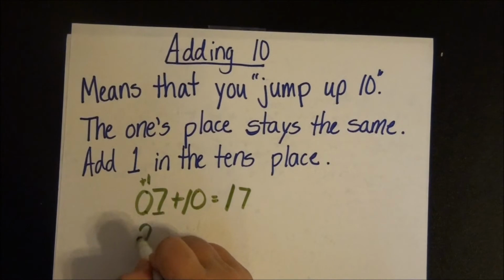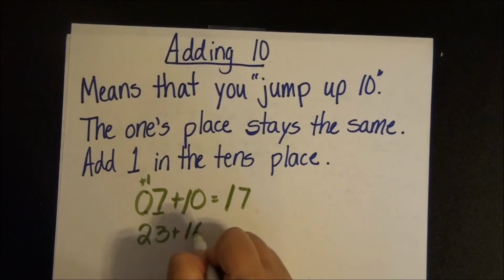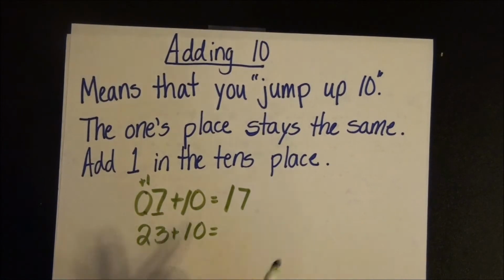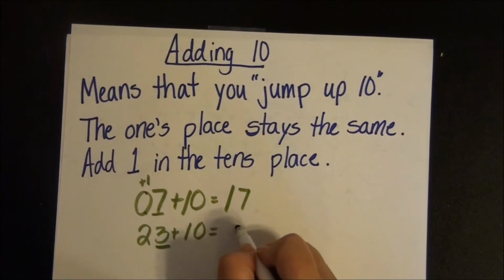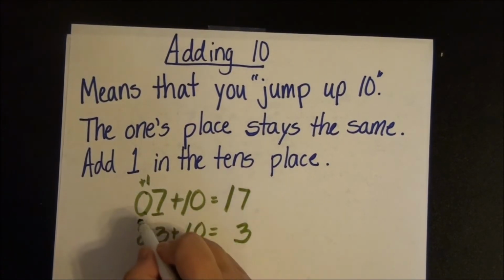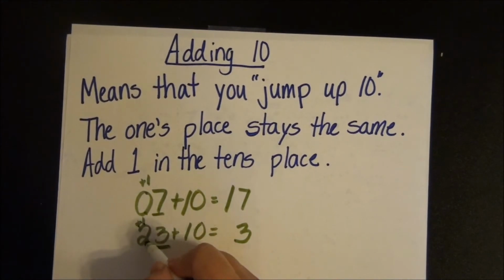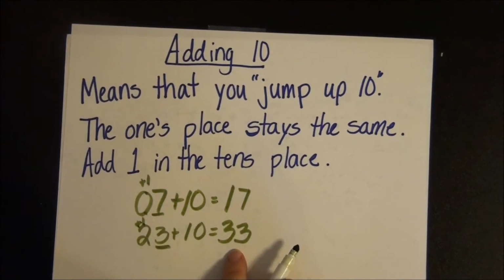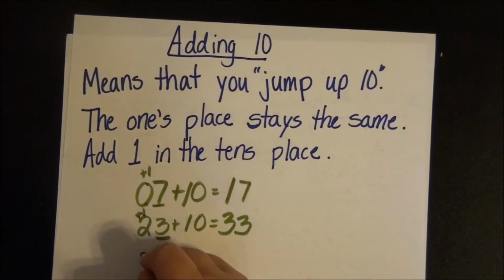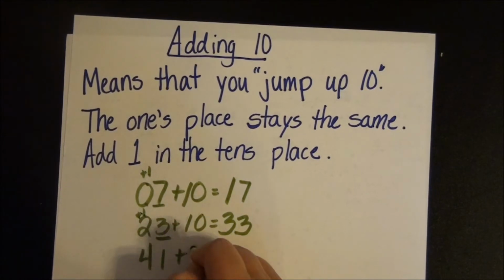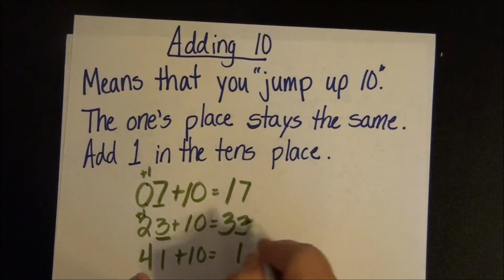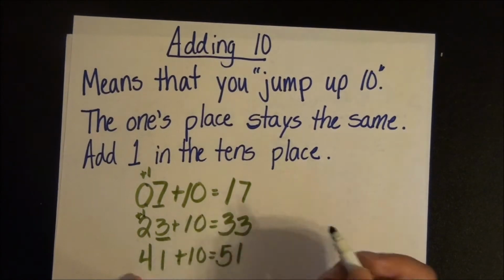Let's try 23 plus 10. Remember, I see this and I think, oh, jump 10. So I'm going to keep the 3 in the ones place, and then I'm going to add 1 to the 2 in the tens place. 2 plus 1 is 3. So 23 plus 10 is 33. One more. 41 plus 10. Keep my ones place, add 1 to the tens place. 4 plus 1 is 5. 51.